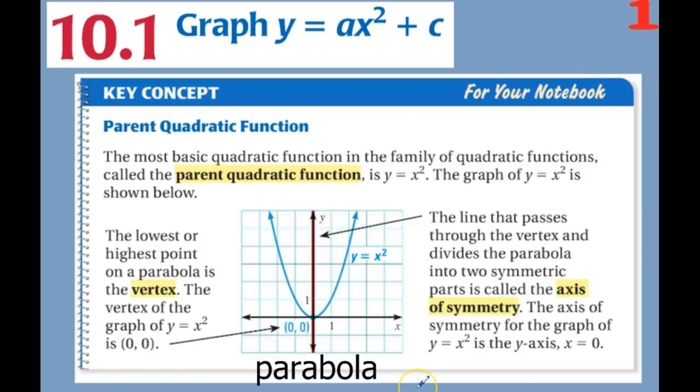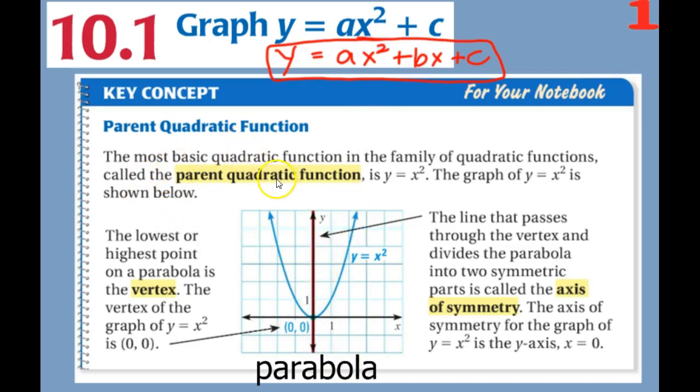Good morning. Today is lesson 10.1, which is graphing y equals ax squared plus c. This is very similar to an equation that I'm not quite sure if we've seen before, ax squared plus bx plus c. We can use this equation to help us graph a quadratic function. This curve is called a quadratic function, and the shape it creates is called a parabola. So this equation is a quadratic function, and when we graph it, we call it a parabola.